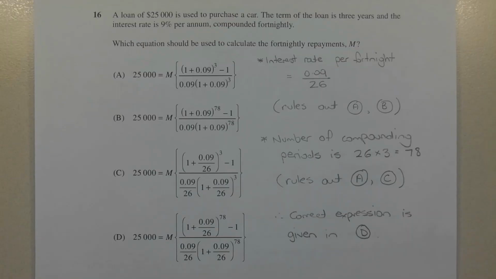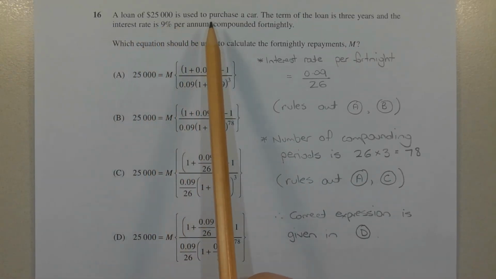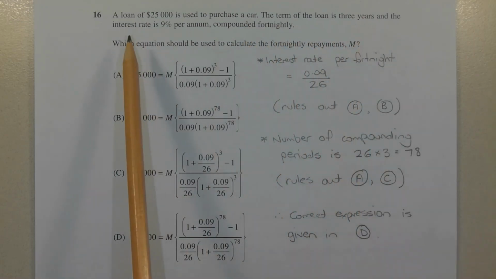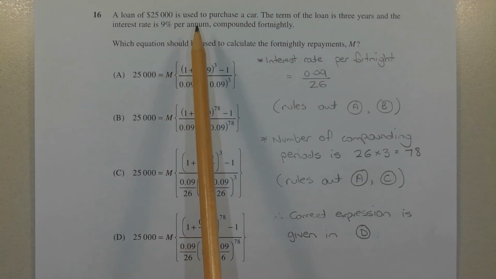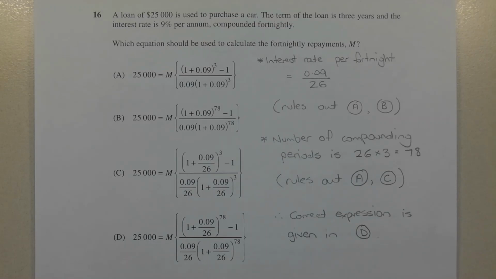I'm going to apply the process of deductive reasoning to rule out the incorrect responses in order to find the correct response. Let's go through the question. A loan of $25,000 is used to purchase a car. The term of the loan is 3 years and the interest rate is 9% per annum or per year, compounded fortnightly. So the first thing I need to work out is the interest rate per fortnight.